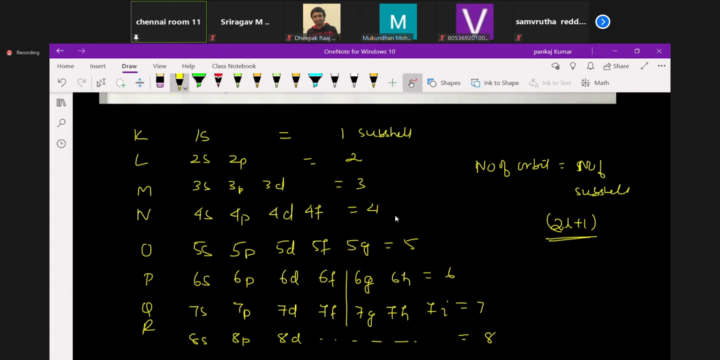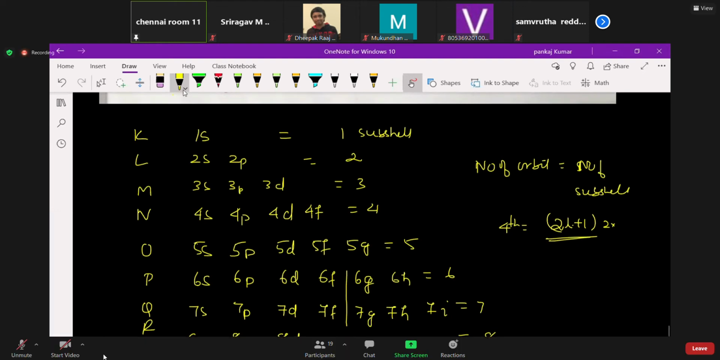Sir, can you scroll up? For the fourth orbit, how many values will it be? Fourth orbit will be n equals 4, so the L values will be 0, 1, 2, 3. L is 3, so 3 into 2 plus 1 is 7. This is for the F subshell. Okay, F subshell.